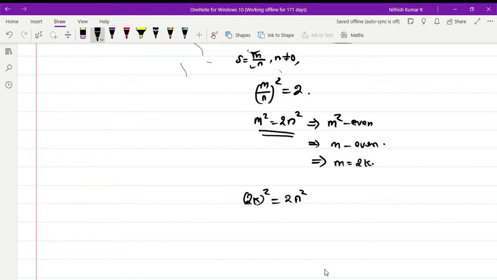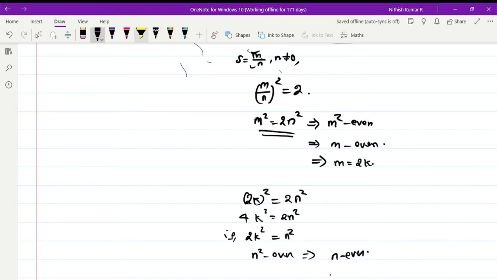Now this is nothing but 4k square equal to 2 into n square, and that is nothing but you can cancel 2, that is 2k square equal to n square. Now this implies n square is even, which implies n is even.